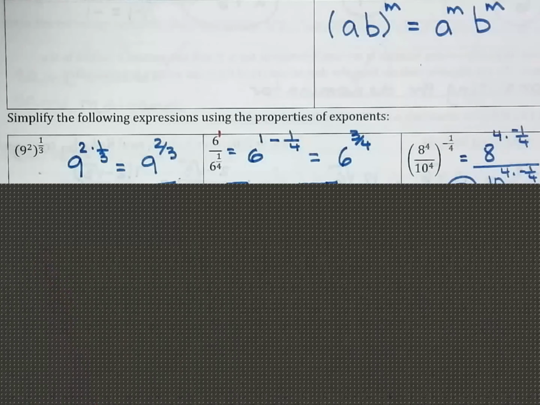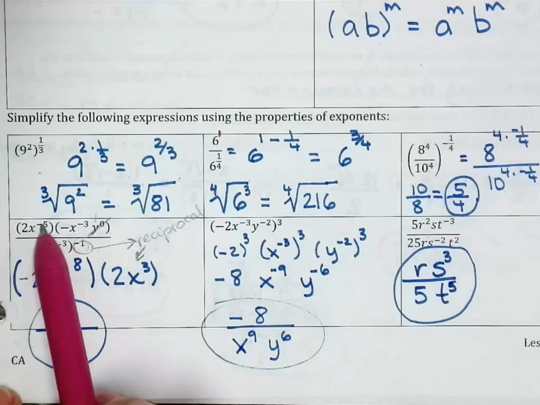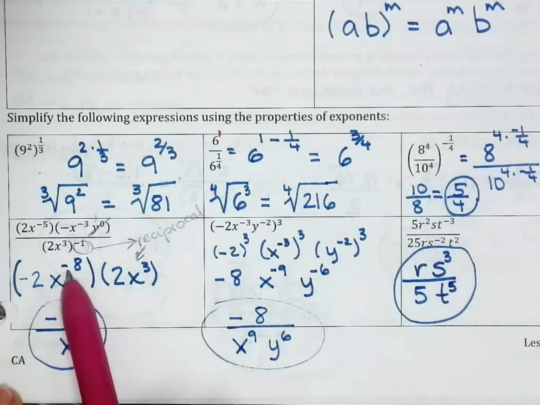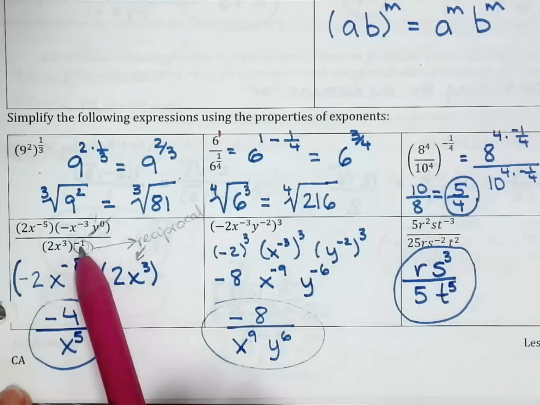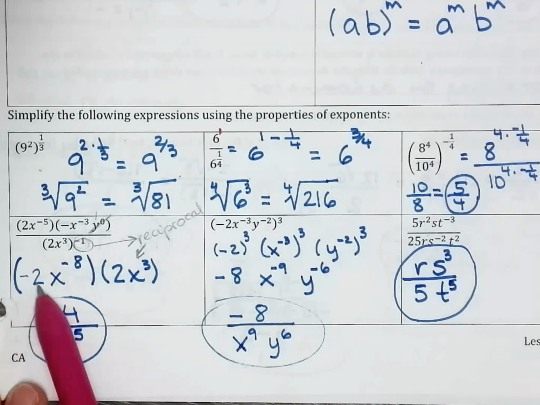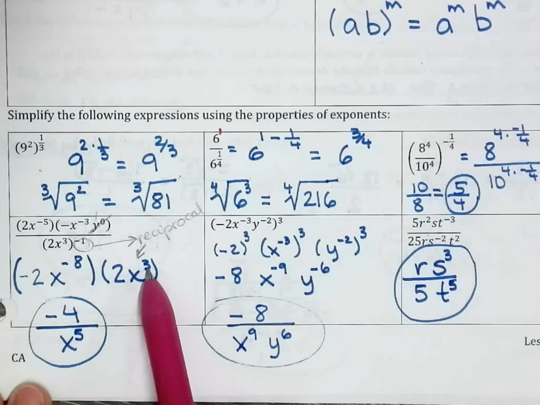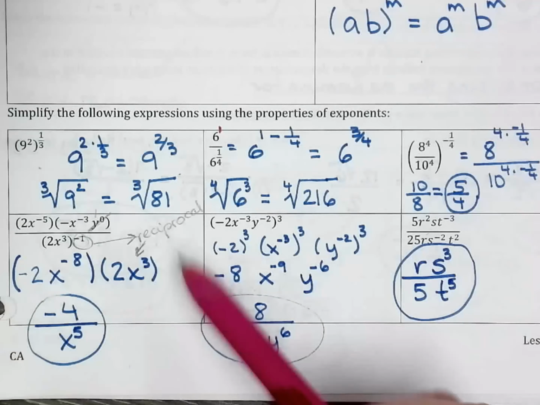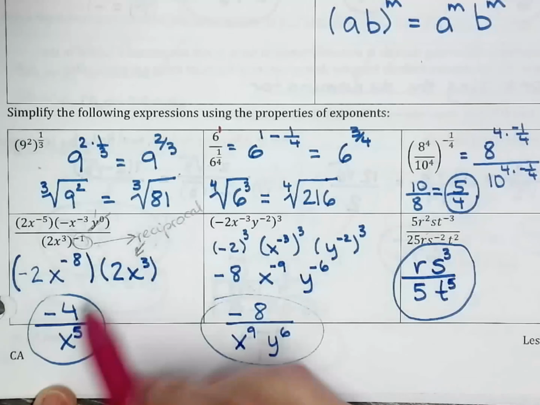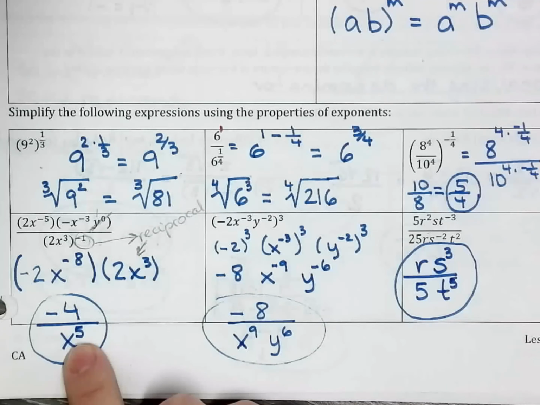And then I'm applying the product rule where I'm multiplying, therefore I'm adding the exponents. So negative 5 plus negative 3 is negative 8. And I also dealt with this negative right there. That means reciprocal. And then I need to apply the product rule again over here with what I have. So negative 2 times 2 is negative 4. Negative 8 plus 3 is negative 5. Negative 5, negative exponent means reciprocal. So the x that I had from the product here goes in the denominator right there because of the negative exponent.